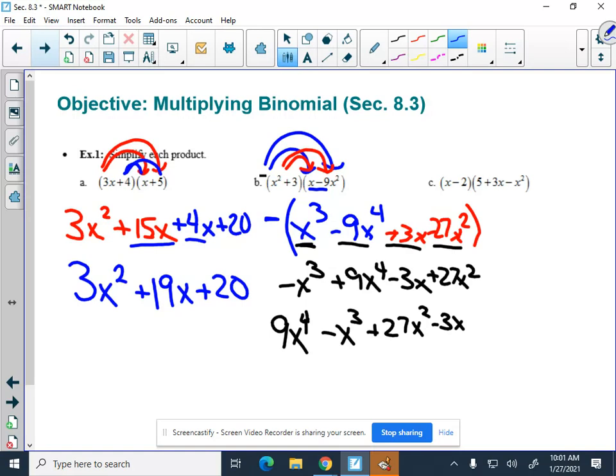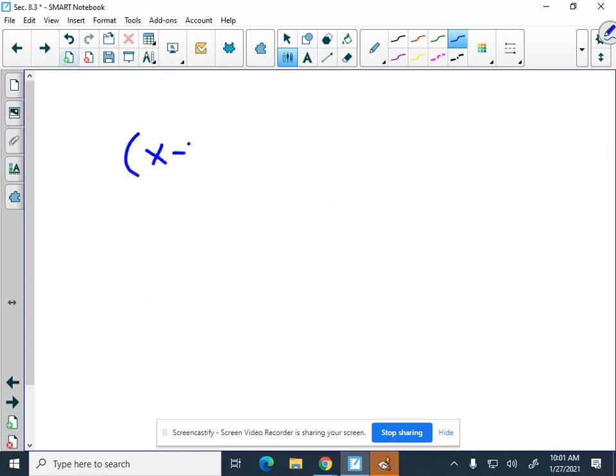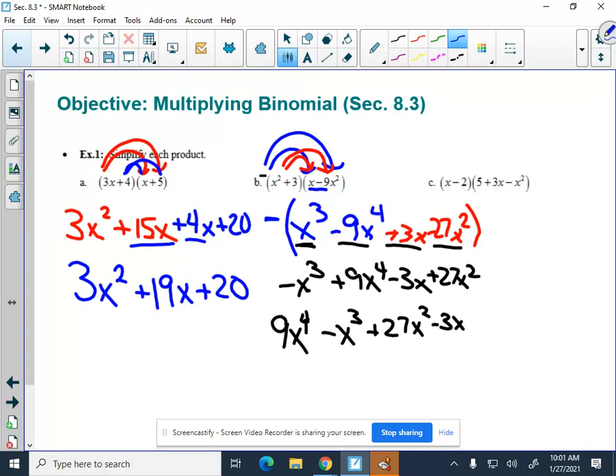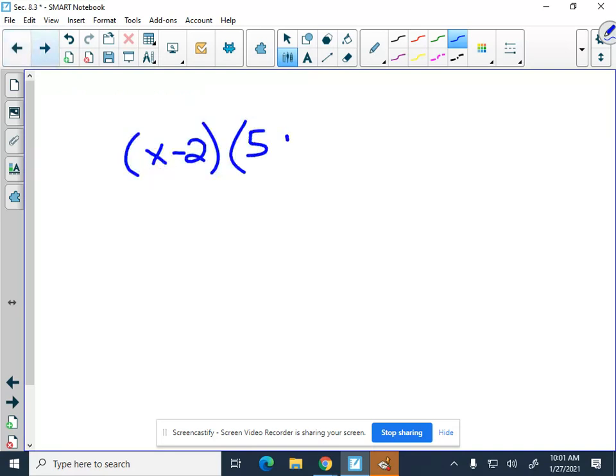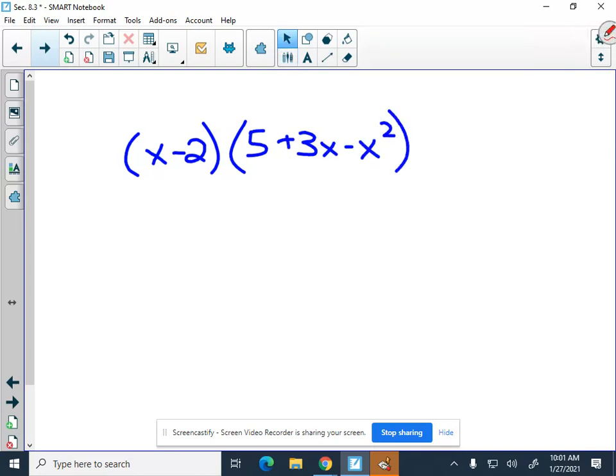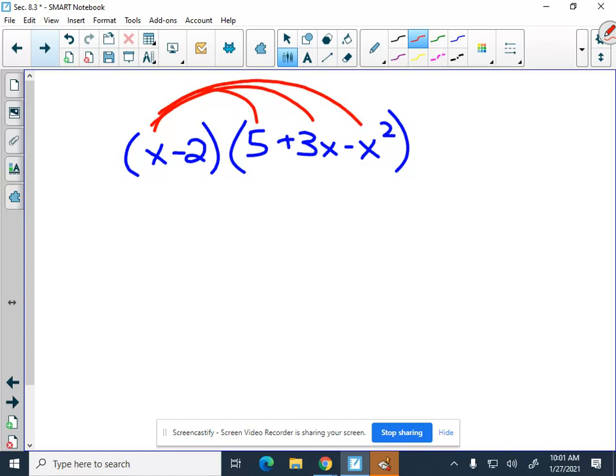I'm going to go to a new page just to make it a little bit easier. We have x minus 2 times 5 plus 3x minus x squared. We don't have to make this difficult. What you have to remember, it's just the distributive property. Focus on one term at a time. So I'm going to focus on the x, and I'm going to multiply this x times all three of those. Then I'll worry about the negative 2 later.